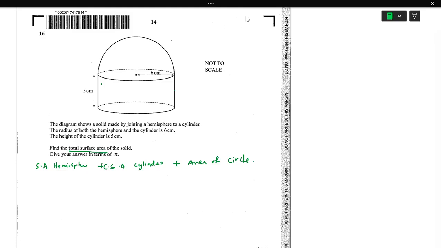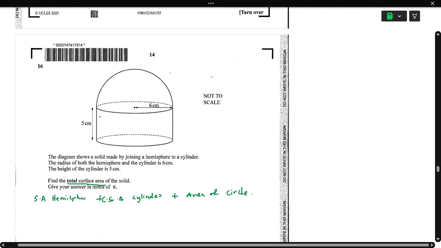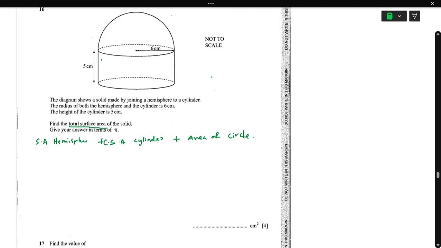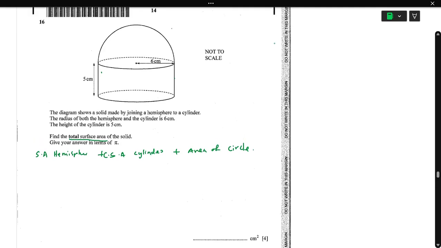Okay, so first, surface area of the hemisphere. The formula sheet is given. So surface area of the sphere is 4 pi r squared. Now hemisphere, that is half. So first I'll write the formula: 4 pi r squared over 2.